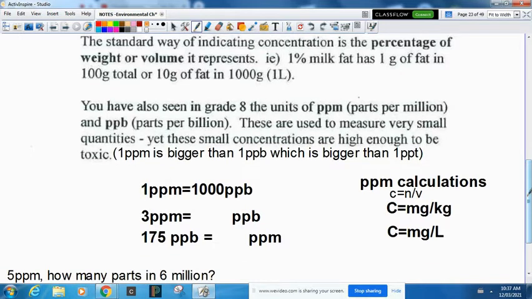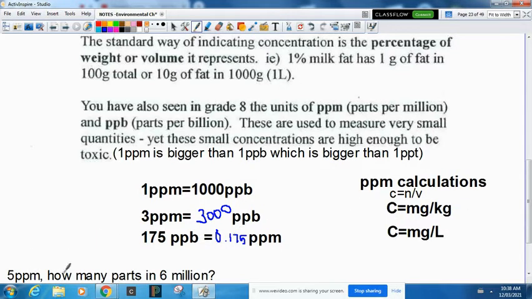Here are some calculations that you need to be able to do. To go from parts per million to parts per billion, there's a factor of 1,000. So here, 3 parts per million would be 3,000 parts per billion. And 175 parts per billion to parts per million, you move the decimal the other way, will be 0.175 parts per million. To calculate this, you go milligrams divided by kilograms or milligrams divided by liters.